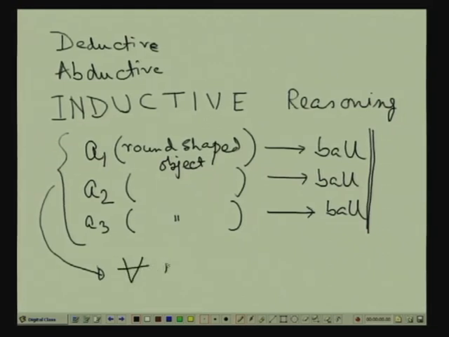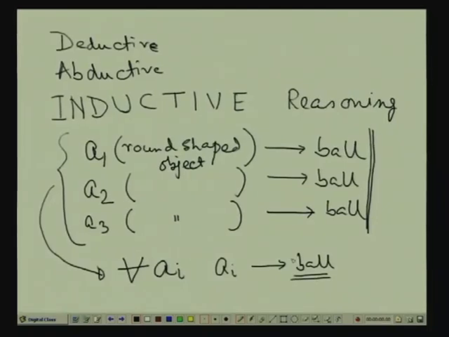So, in this way, from these instances, the child learns a rule, that is, for all A that is round, for all round objects, A implies ball. Now, I show him an apple or an orange which is round shaped, and the child will infer it as a ball, because he has inferred that all the round shaped objects are balls.